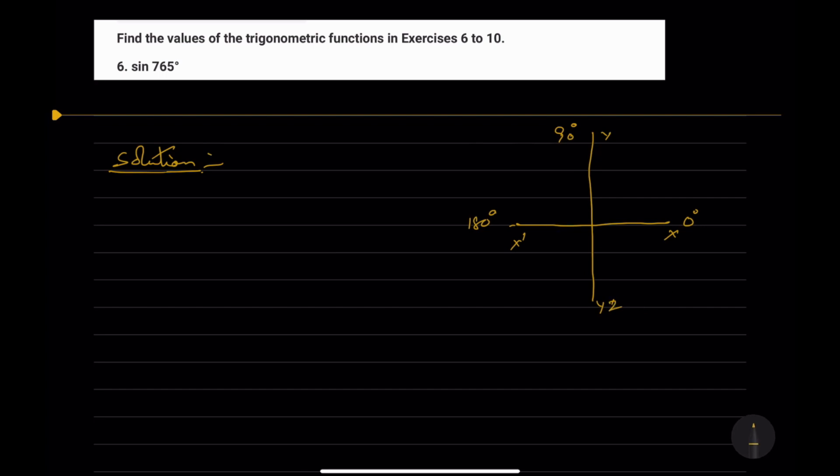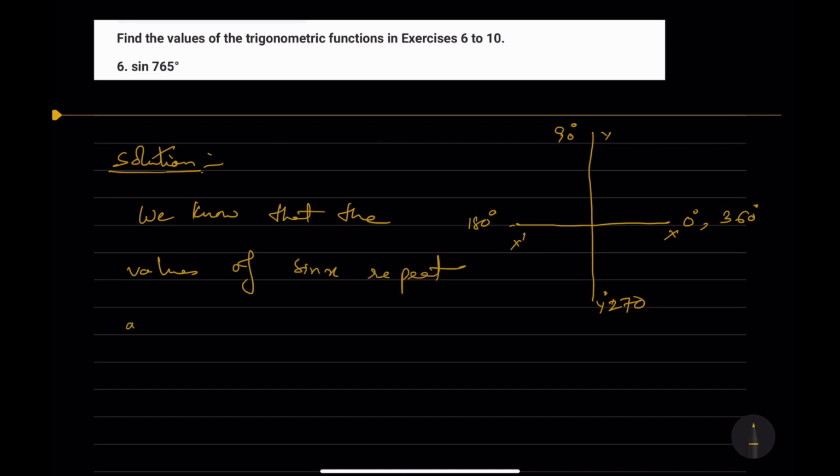We have this as 270 degrees, and this is again 360. So after every 2 pi interval, sin x repeats itself after every 2 pi or 360 degrees. So here you can see that we know that the values of sin x repeat after an interval of 2 pi or 360 degrees.